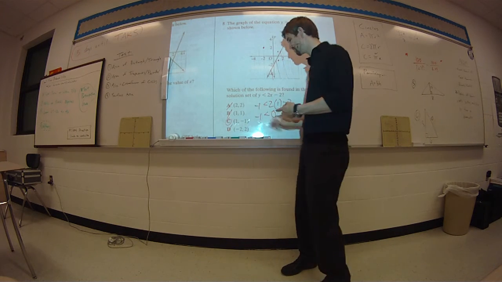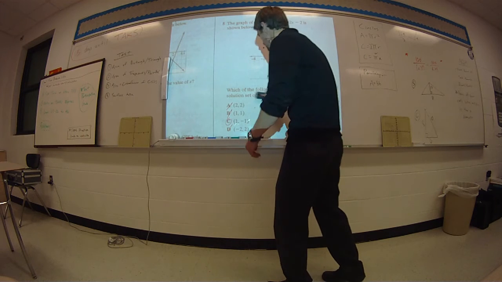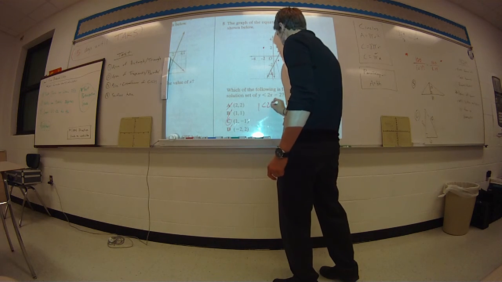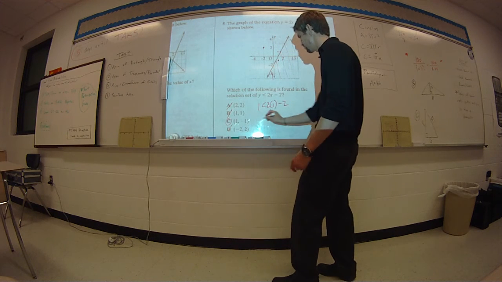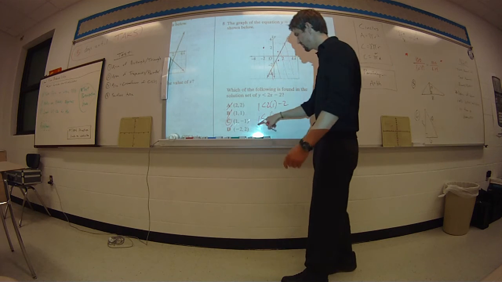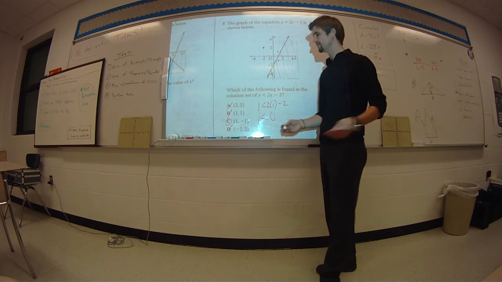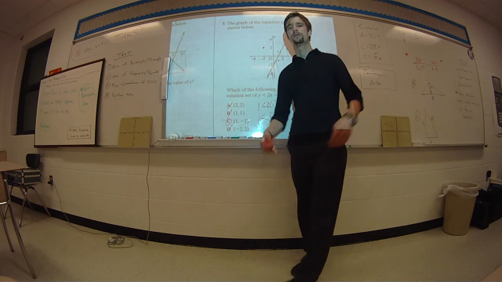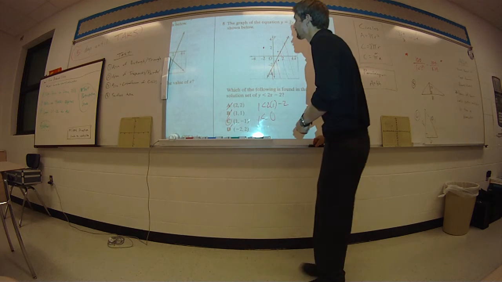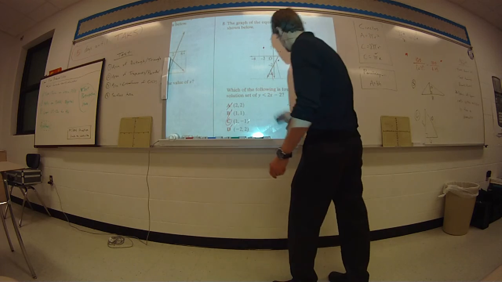Let me plug in one that doesn't work so you see what I'm talking about. Let's plug in 1, 1. That's the easiest one. So 1 is less than 2 times 1 minus 2. 1 is less than 2 minus 2, which is 0. Is 1 less than 0? No, it's not. So that proves that 1, 1 would not be a solution. So there's a couple ways to do that. Now let's move on to number 6.